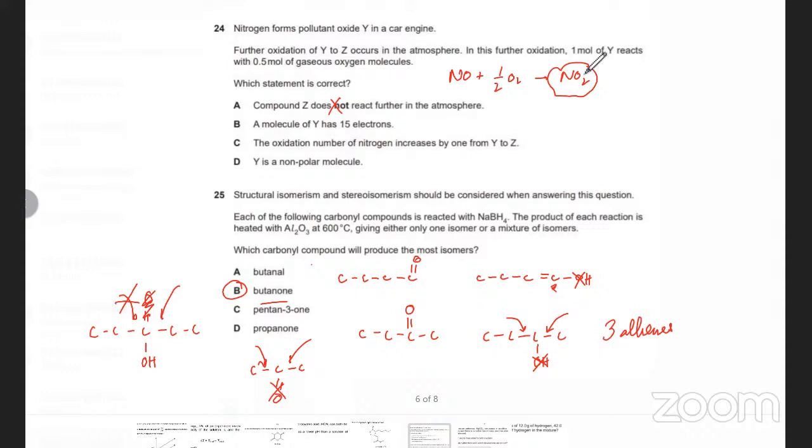A molecule of Y has 15 electrons. That's 7 plus 8, so that is correct. The oxidation number of nitrogen increases by 1 from Y to Z. That's wrong because it increases by 2, from plus 2 to plus 4 over here. Y is non-polar? This is polar. There's a difference in electronegativity, so it is polar. So that's also wrong. So it's going to be B.